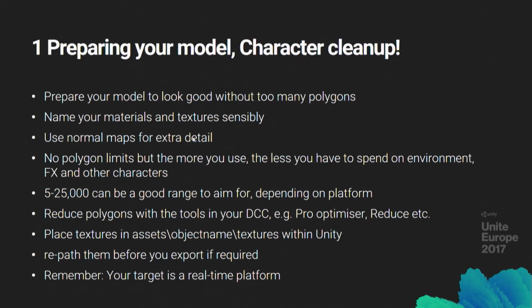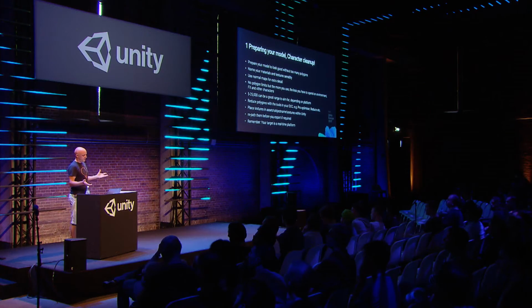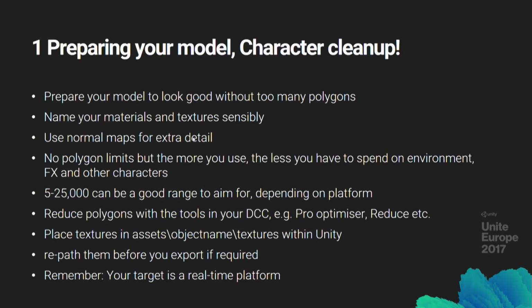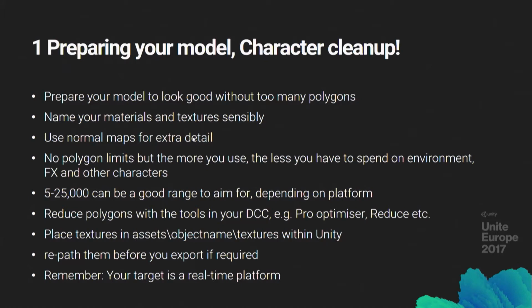So you don't have polygon limits, obviously, but you need to understand that the more you use for your characters, then the less you have to spend on environment, effects, other characters, different parts of the game. You've got a sliding scale that you can adjust throughout your game production, which kind of helps you understand your budgets. 5 to 25,000 polys can be a good range to aim for a generic lead character, possibly. But again, it's dependent on platform. So don't go wildly under or wildly over, but at the same time, apply reason and sense to the models you're making. And then, of course, don't use polygons where you don't necessarily need them. If it doesn't show any advantage, you can make savings.